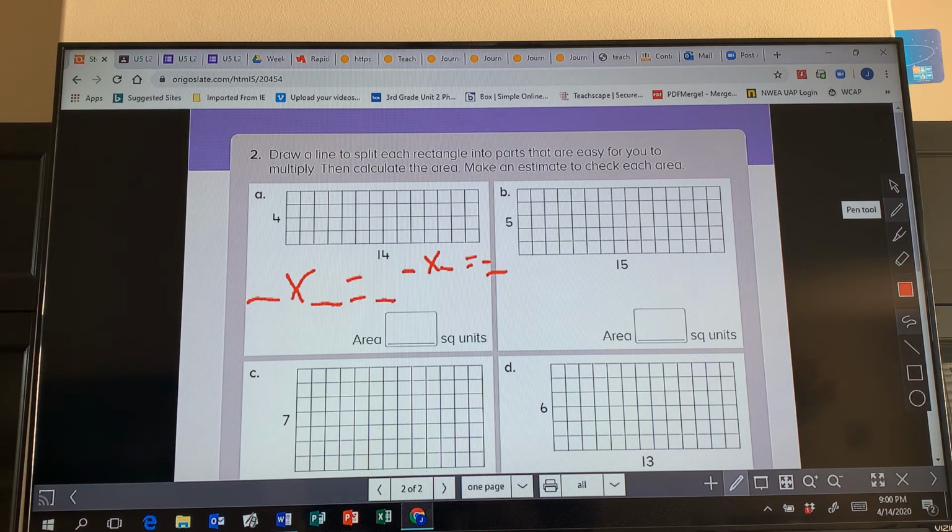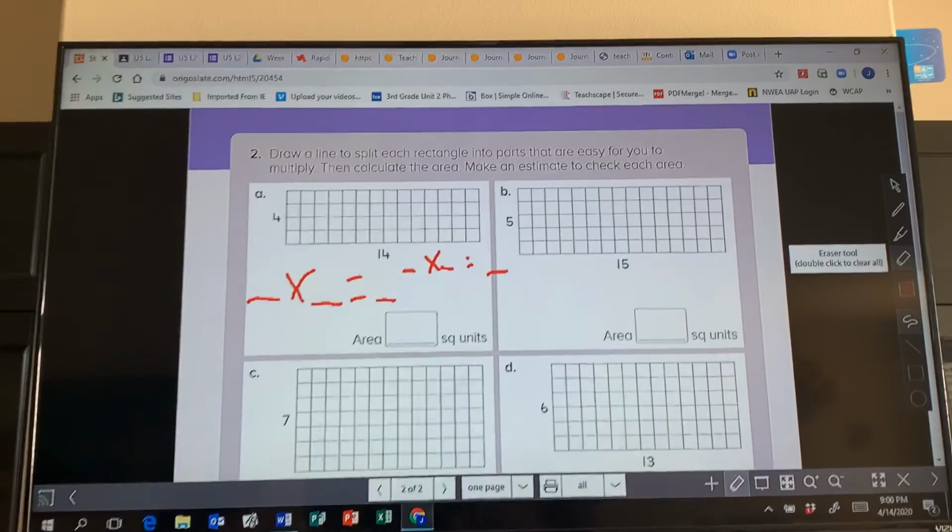Sorry about that, I got an extra little line there. Oops, I meant to get my eraser. Let's try this again. Okay, and then add those partial products together to get your final sum, your final product.